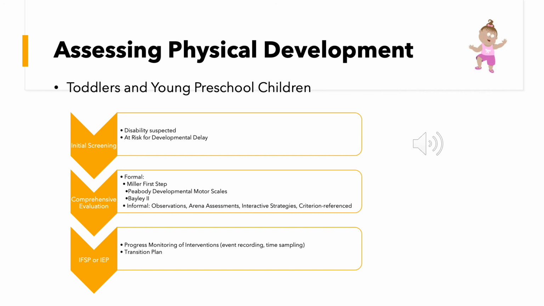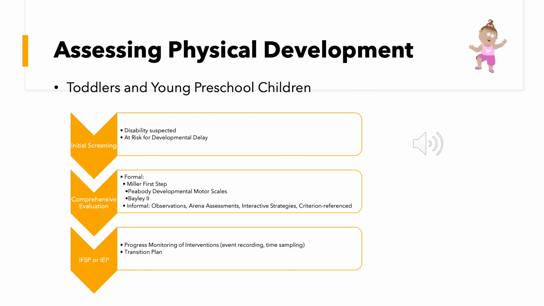Formal assessments can include instruments that measure several categories of development delay and/or physical skills, including motor skills and coordination. These standardized assessments give valuable information such as developmental age score and percentile ranks. Examples include Miller First Step, Peabody Developmental Motor Scales, and Bayley II standardized assessments. Informal assessments can give the team a look at how the child's physical skills compare to a specific criterion, for example, motor skills, as well as information on how the child moves within various environments and by multiple examiners, with observations, arena assessments, interactive strategies, to name a few.